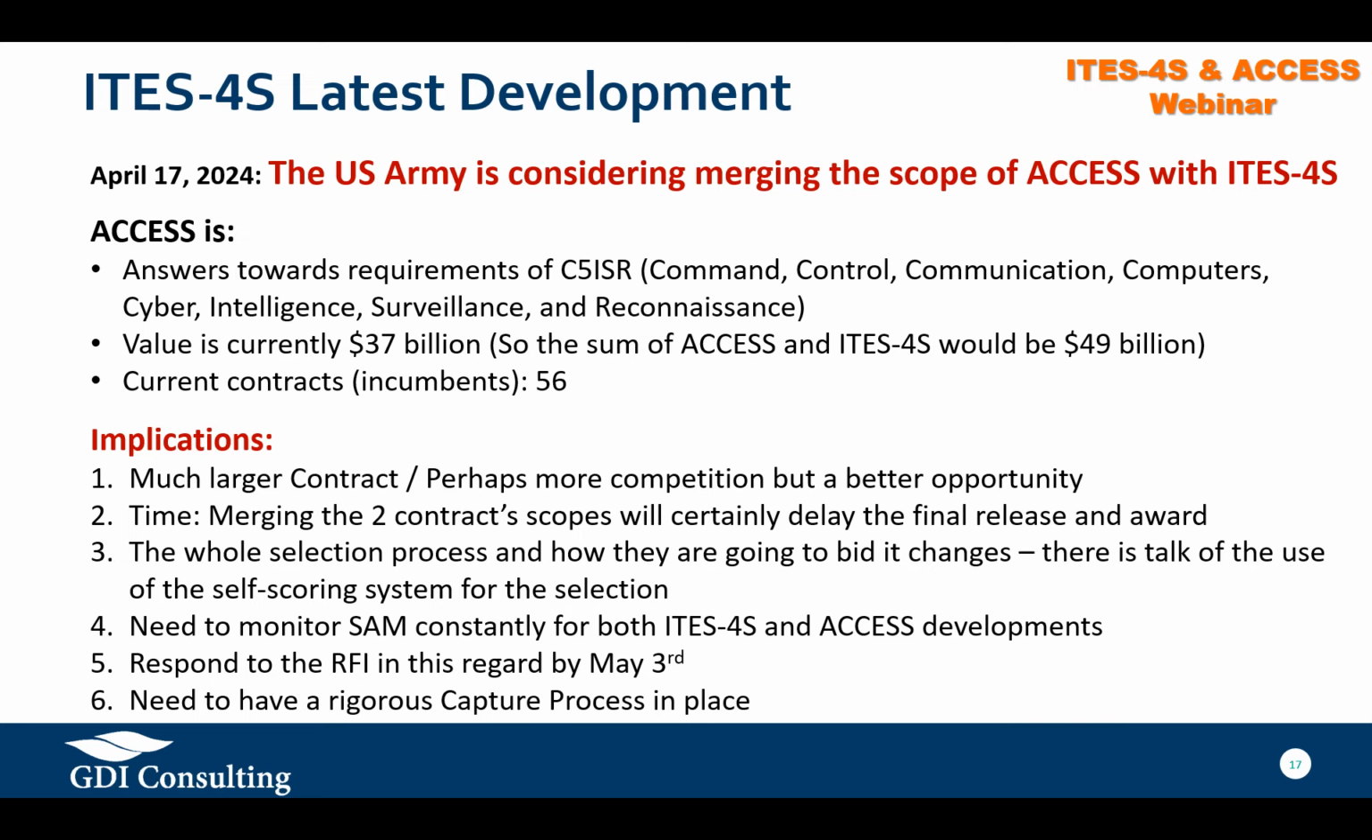We discussed ITES-4S. I'll go into the details of ACCESS, but ACCESS is essentially C5ISR, that is Command, Control, Communications, Computers, Cyber, Intelligence, Surveillance and Reconnaissance. So it's towards those types of requirements. The value of that contract is $37 billion, so 3 times larger than ITES-4S. Together it'll be $49 billion, and for ACCESS there are currently 56 incumbents, if I'm not mistaken.